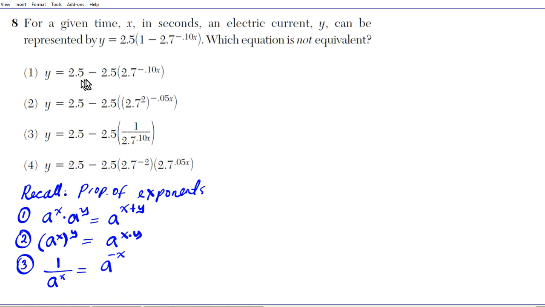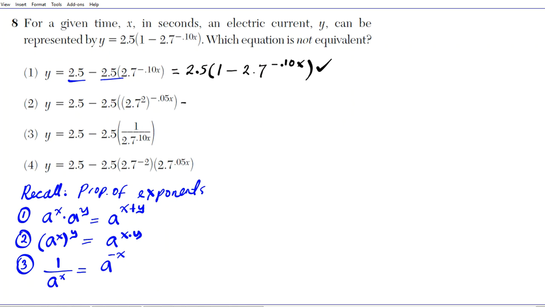Now let's start with the first one. You notice we have a common factor here, 2.5 and 2.5. That can be factored out. So we are going to have 2.5 times, if you factor out 2.5 from 2.5, you have 1. And then here you also have 1, but when you multiply it by this 2.7, you still have 2.7 raised to the negative 0.10x. Is that equivalent to what we have here? It certainly is. So option 1 is equivalent.